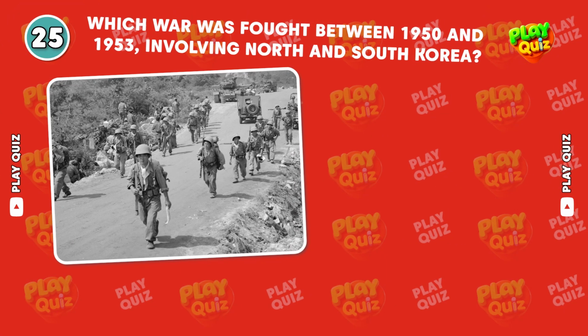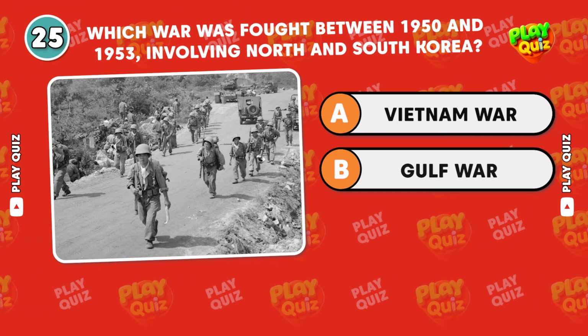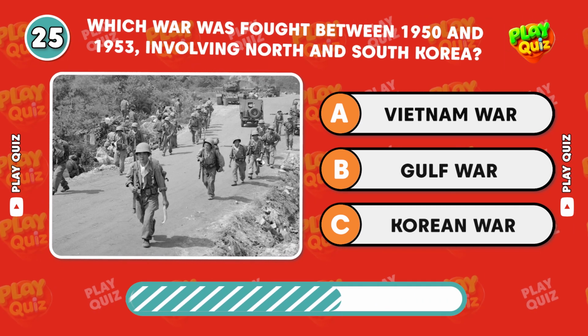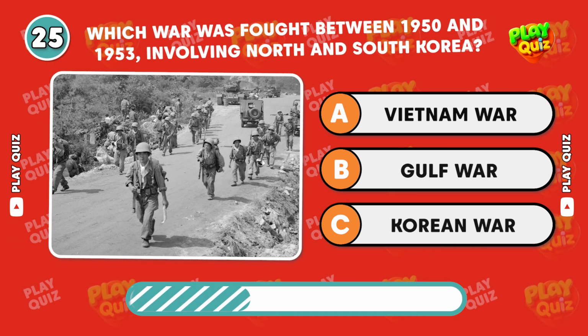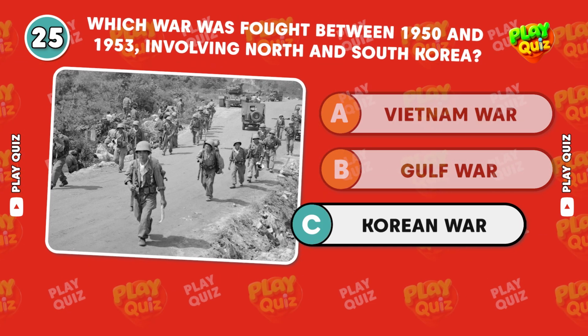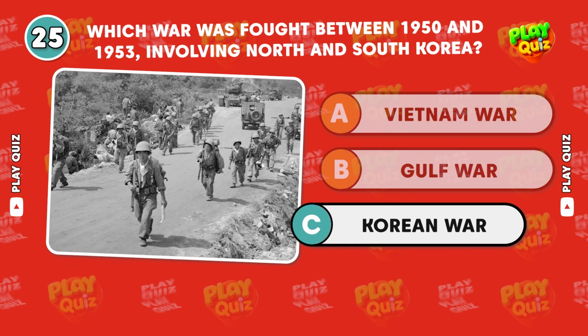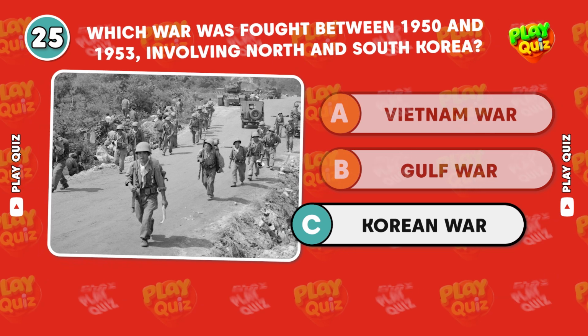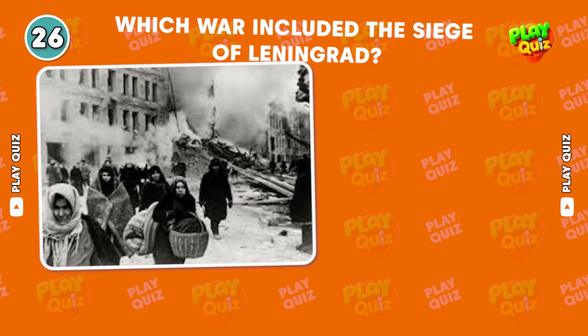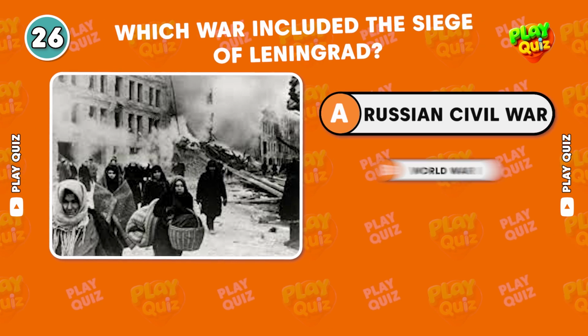25. Which war was fought between 1950 and 1953, involving North and South Korea? Correct answer, Korean War. The Korean War ended with an armistice but no formal peace treaty, leaving the peninsula divided to this day. 26. Which war included the Siege of Leningrad?